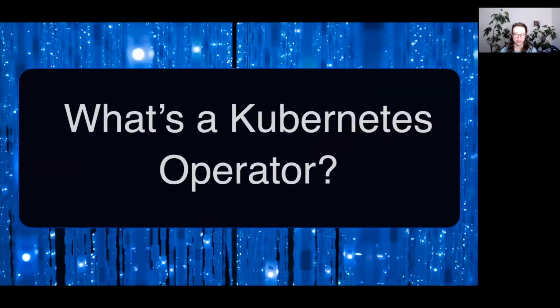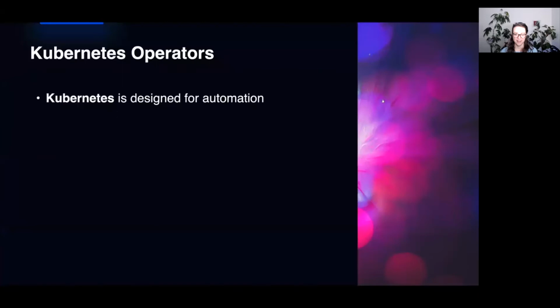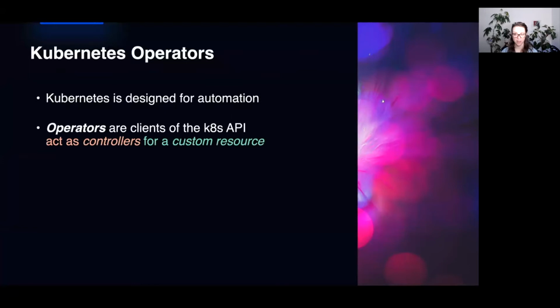So what is a Kubernetes operator? Kubernetes is designed for automation. As a matter of fact, it offers it out of the box, and you can use it to automate deploying and running workloads. And how Kubernetes does that is also something you can automate. The core of the Kubernetes control plane is the API server. It exposes an HTTP API that lets users, different parts of the cluster, and external components communicate with each other. Operators are clients of the Kubernetes API.